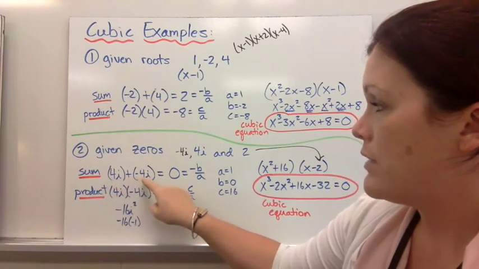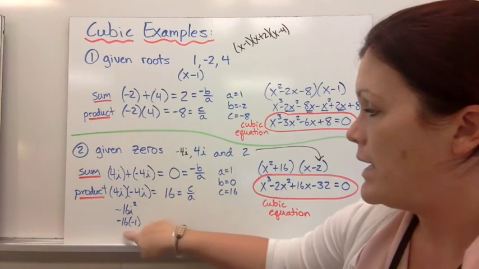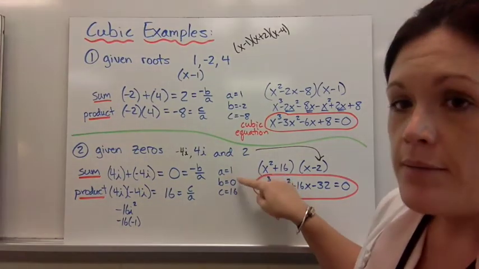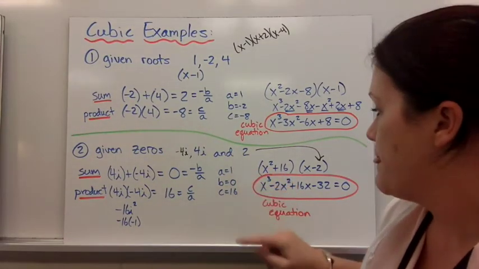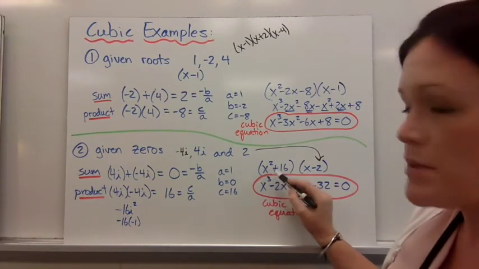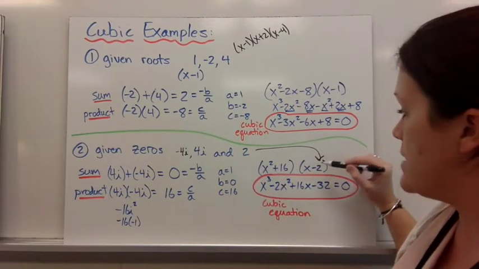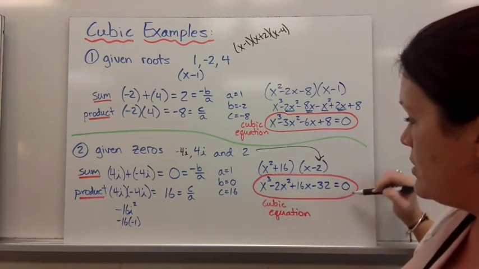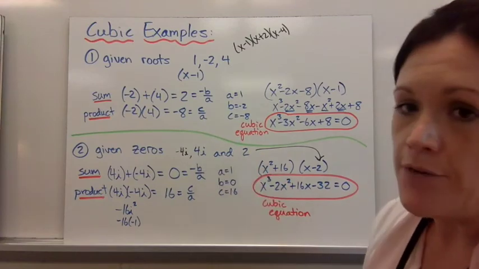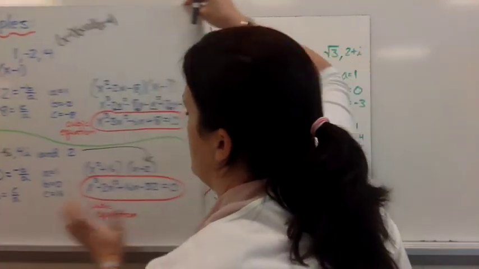So 4i plus -4i adds up to 0. 4i times -4i would multiply together to give me positive 16. And then I pick out A is 1, B is 0, and C is 16. I write out my quadratic, so it didn't have a B. It was just x squared plus 16. I bring over the other root that I haven't used yet as x minus 2, multiply it all together carefully, and I get my cubic equation that these 3 roots originated from. All right, one more board, and we'll be done with these.